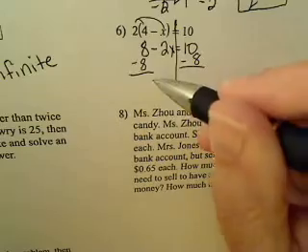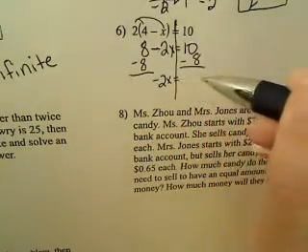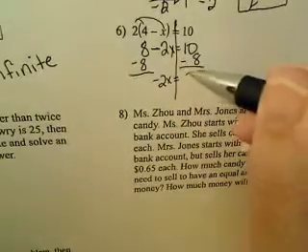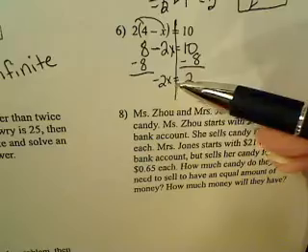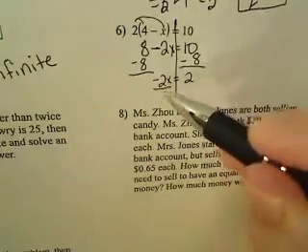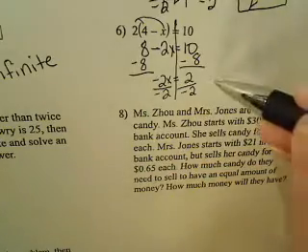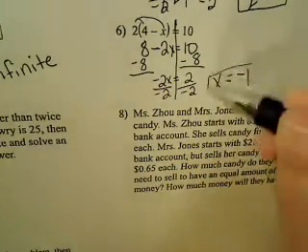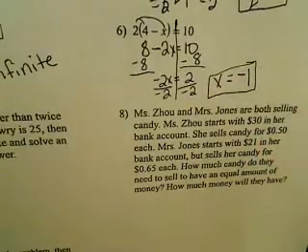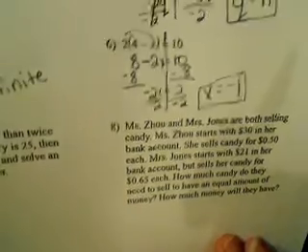minus 8. So I bring down the negative 2x. Don't forget the signs in front or you're going to get the wrong answers. And 10 minus 8 is a positive 2. Last step, inverse of multiplication would be to divide both sides by a negative 2. And I end up getting x is equal to a negative 1. All right, let's go to number 7.